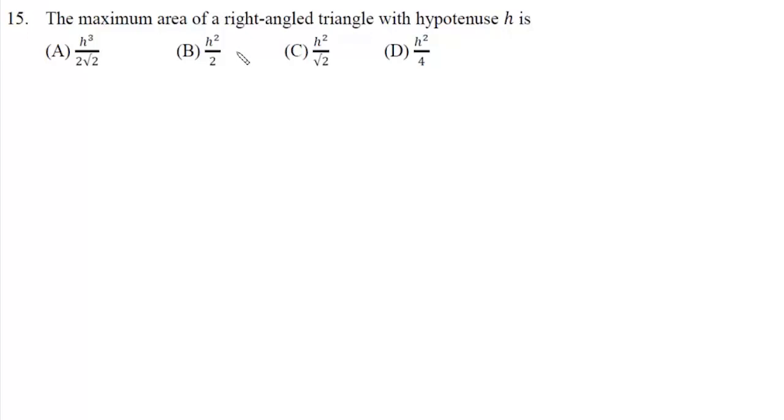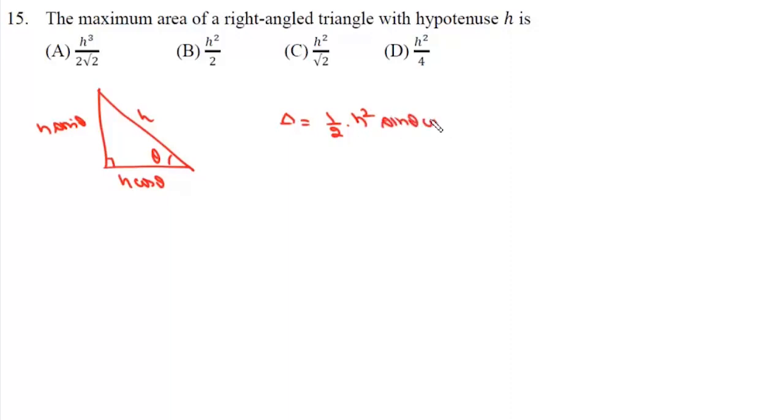Now here the question is, find the maximum area of a right angle triangle with hypotenuse h. So we have this right angle triangle. This angle is say theta and hypotenuse is h. Now this is h cos theta and perpendicular is h sin theta. Now we write its area. Area will be 1 by 2 h square sin theta into cos theta. Now we can write this as h square by 4 sin 2 theta. Now we know that maximum value of sin 2 theta is 1. So it will always be less than or equal to h square by 4. So maximum value of this area will be h square by 4, and that's your option D.